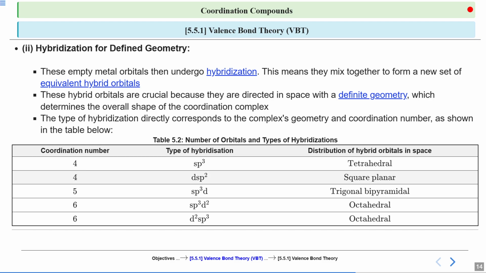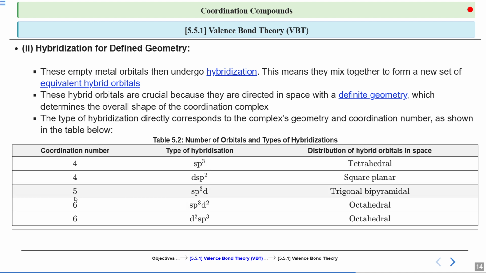So if the coordination number is 4 and the type of hybridization is sp3, that means 1s orbital combines with 3p orbitals, then if in the space they distribute themselves in the tetrahedral shape, then this tetrahedral shape is going to be the shape of our coordination complex. Similarly, if the coordination number is 4 again, but this time the type of hybridization is different, 1d orbital, 1s orbital, and 2p orbitals participate in the hybridization. Then if the distribution of hybrid orbitals in space is square planar, then this is going to be the shape of the complex, square planar.